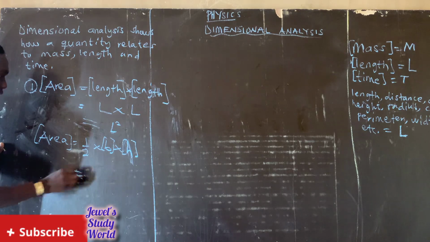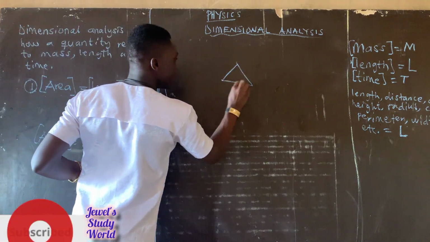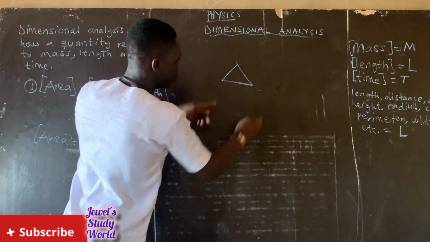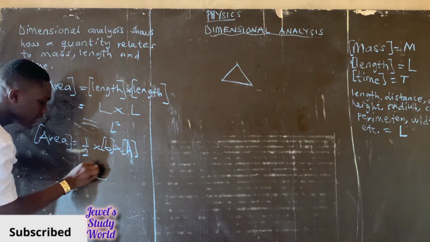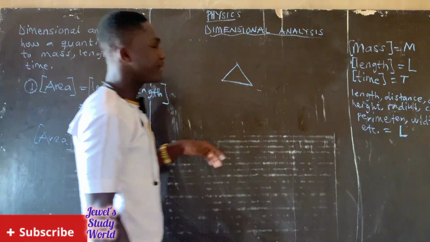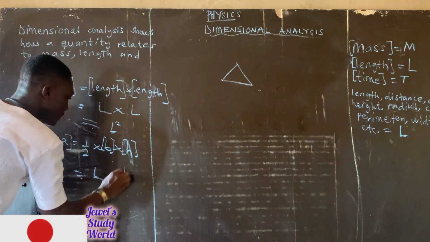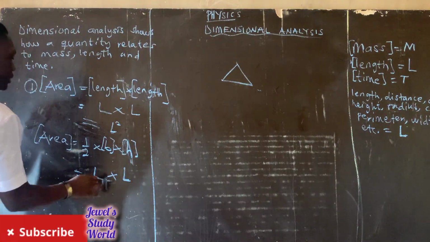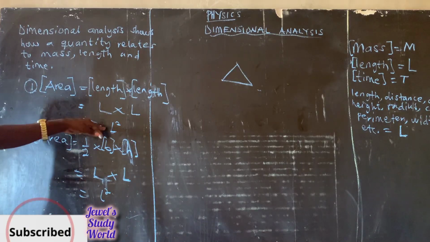So the dimension of area becomes, note that for a triangle, the base here is also a distance. So the base has a dimension of capital L, times the height. Height also has dimension of capital L. So we have length times length giving us L squared, the same as this one.